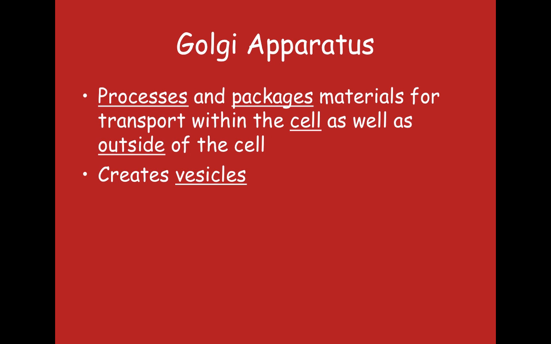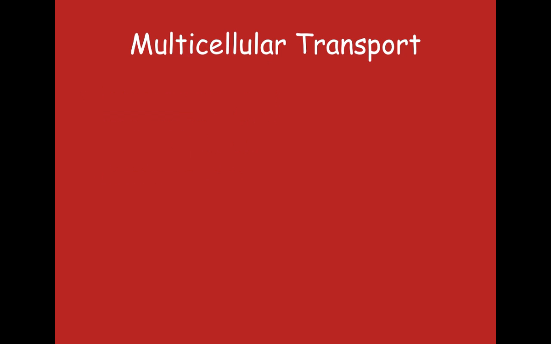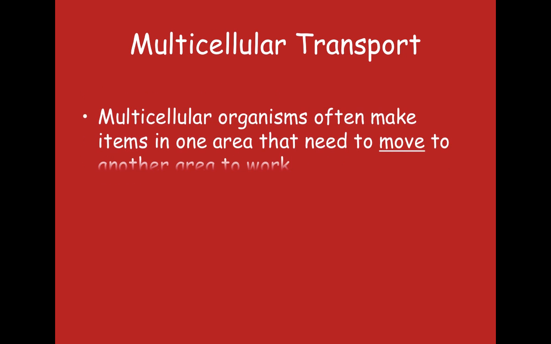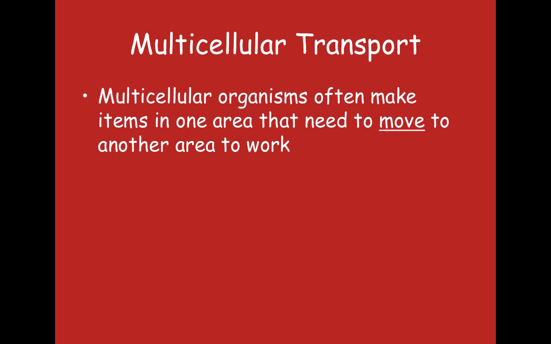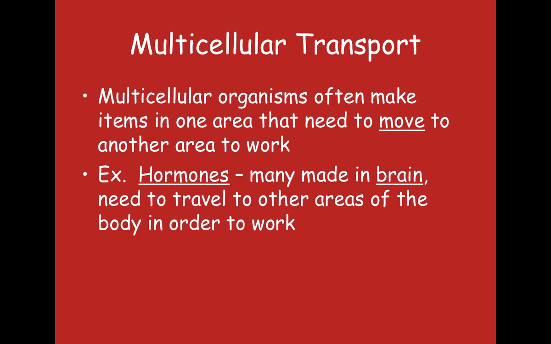Now, we also mentioned when we talked about transport that multicellular organisms also have to transport within themselves as well. So when we're talking about multicellular transport, we create things in one area, let's say of our bodies, and we have to move them to another. A great example of this is hormones. Many of our hormones are actually made in the brain by our pituitary gland, but they don't operate there.